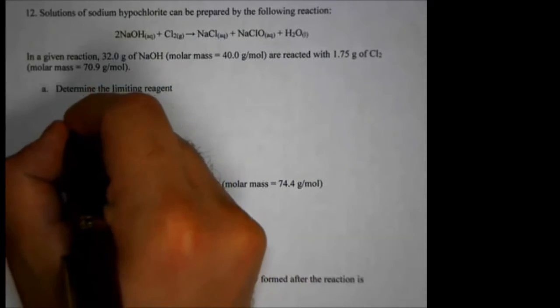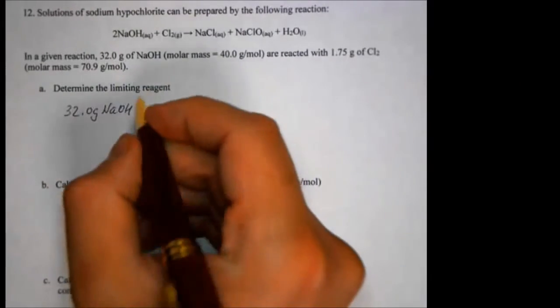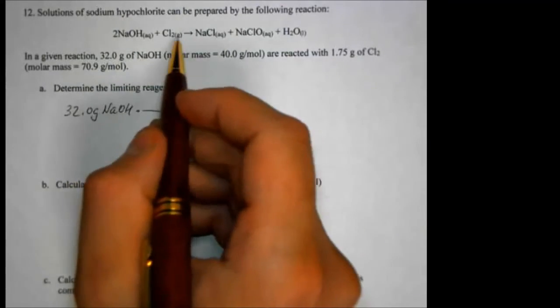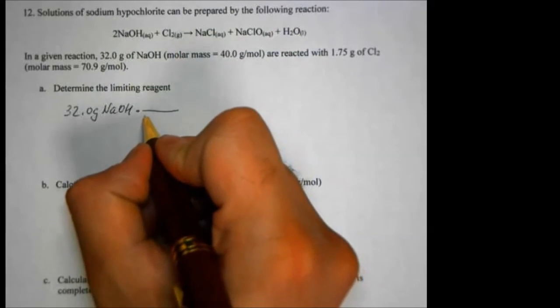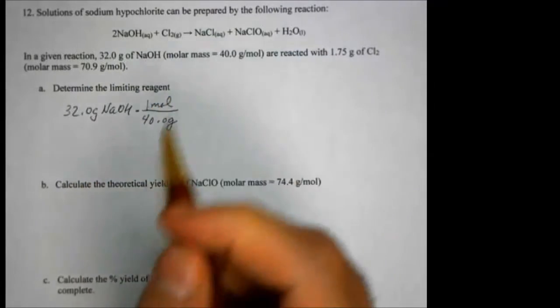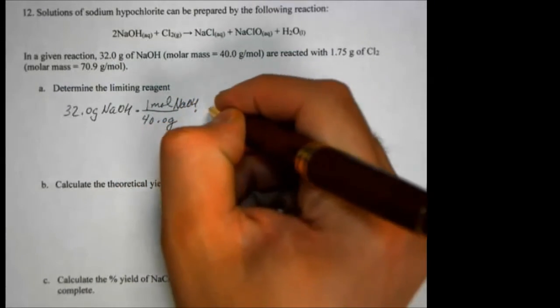So we'll start with the 32.0 grams of NaOH. So we need to get this to moles so that we can come up with the stoichiometry. So we'll plug in the fact that there's 40.0 grams for every 1 mole. Now that we're in moles of NaOH, we can convert this to moles of product.